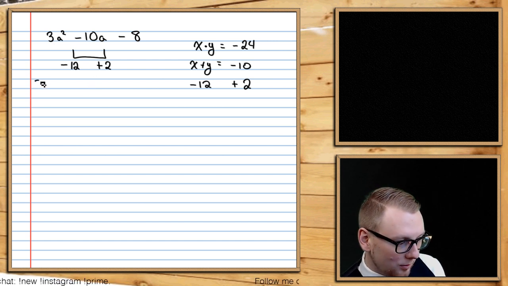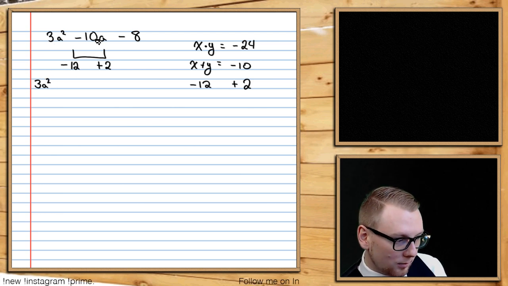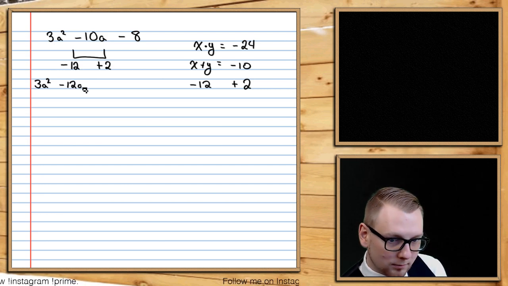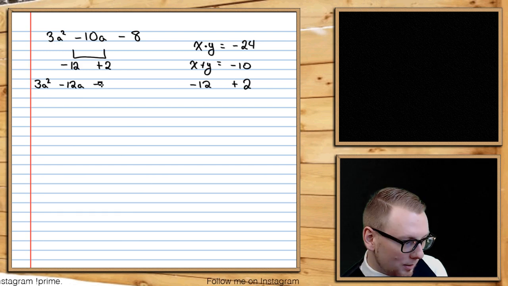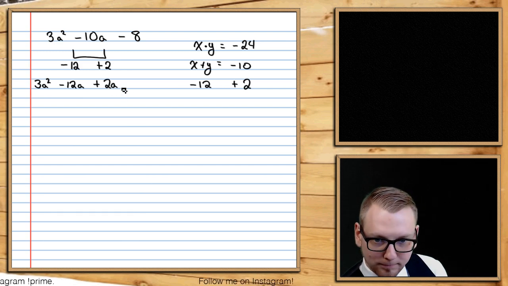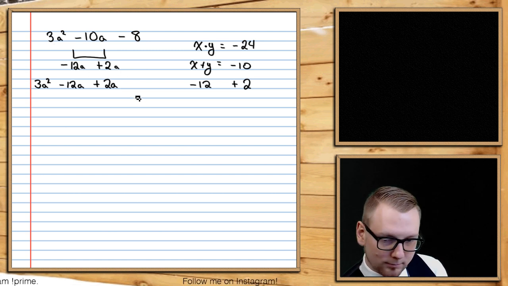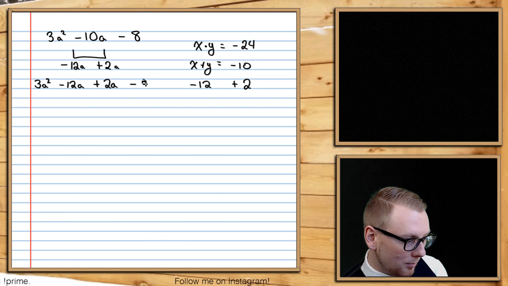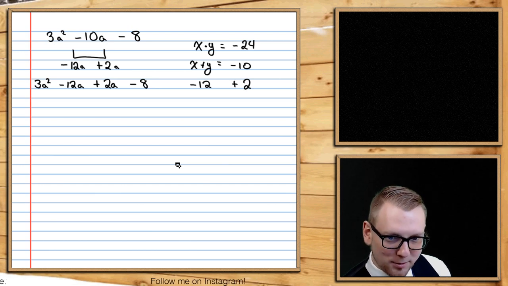So we've got 3a squared from the front. Now we're going to split it up to minus 12a plus 2a. And then we've still got the minus 8 on the end. Okay? Are we good up to this point?